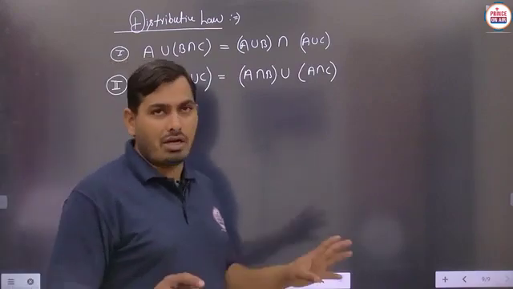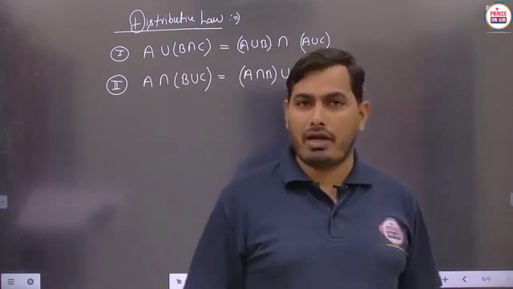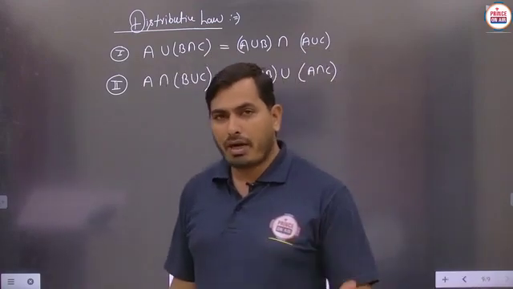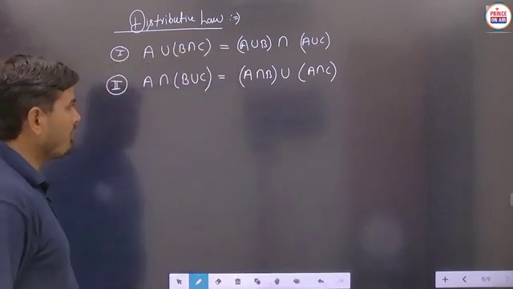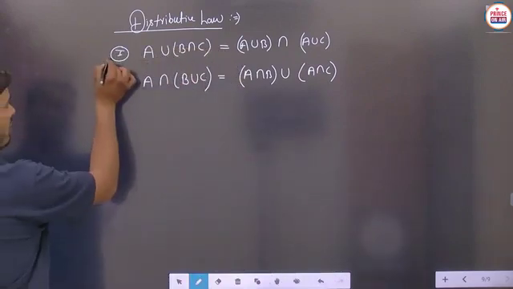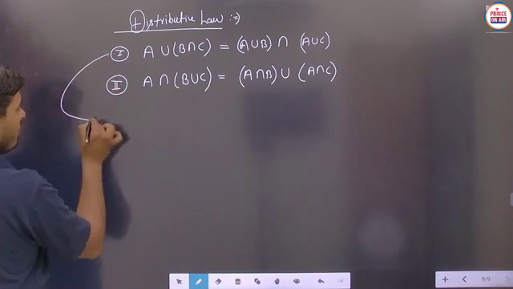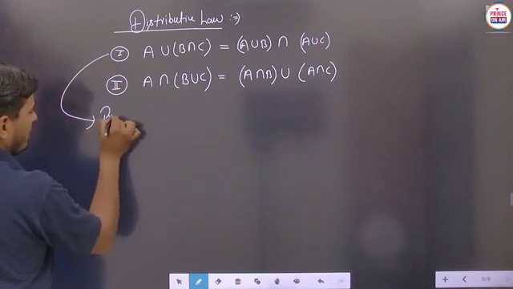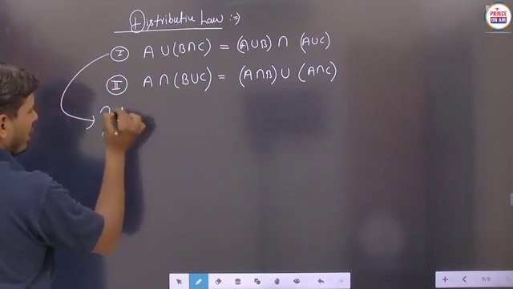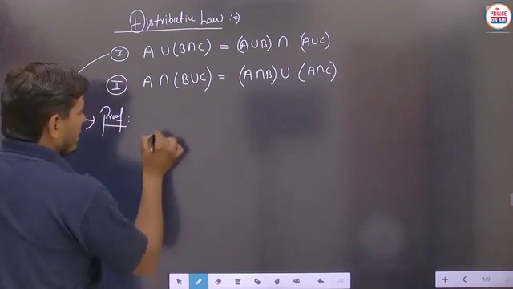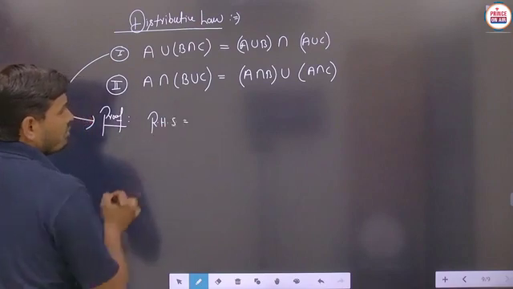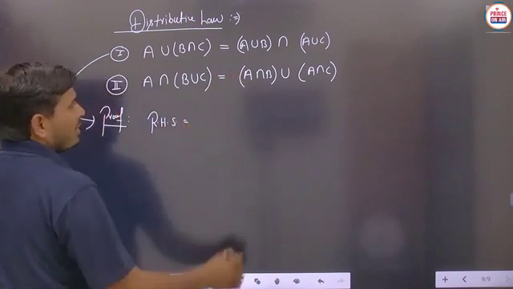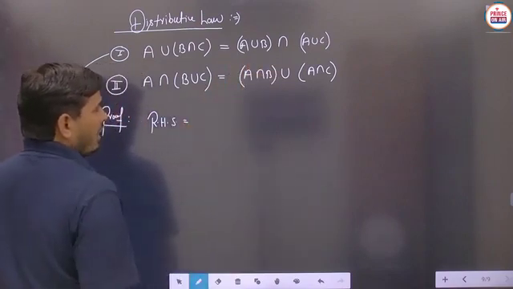Now students, the results will be verified with the help of a Venn diagram, so that we also practice drawing the Venn diagram. So we have to see the proof of each and every distributive law. The very first part, we have to see the proof of this first part with the help of a Venn diagram. So basically we take the right hand side. Suppose we take the right hand side. So the right hand side will be taken as A union B intersection A union C.